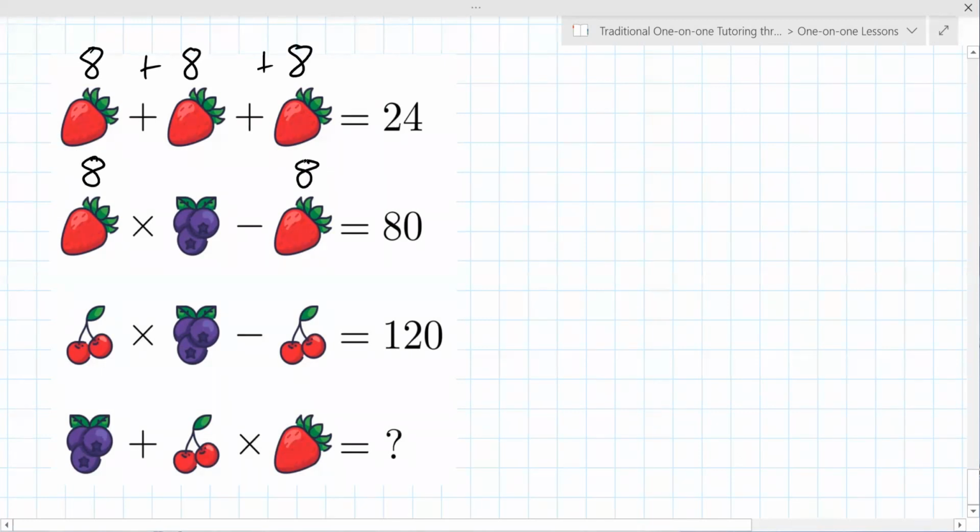So this next one is a little bit harder. You have to figure out what this is, grapes or blueberries. It's not really clear, but it doesn't really matter. Any idea what that is? 8 times some number, but then you subtract 8, you get 80. Okay, and that's going to be easy.